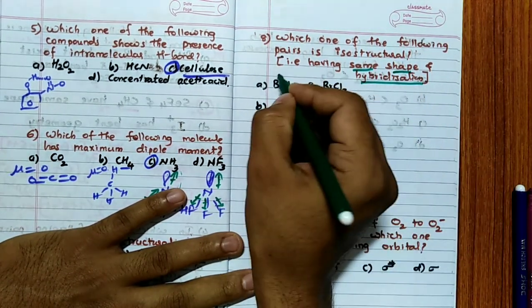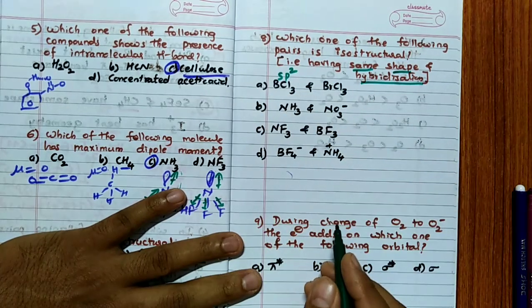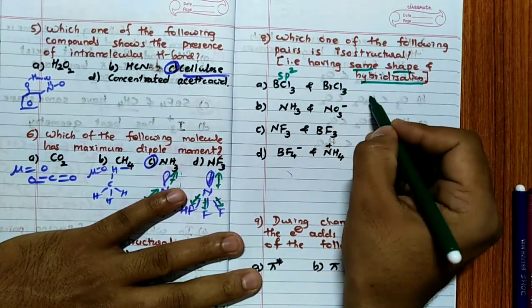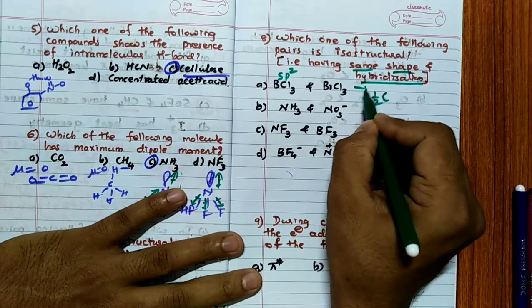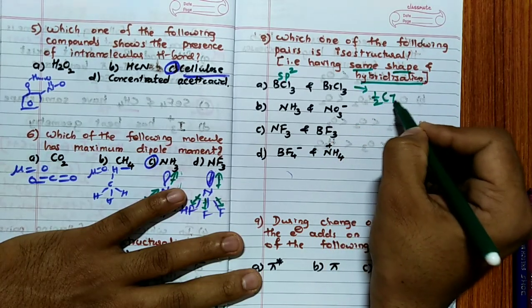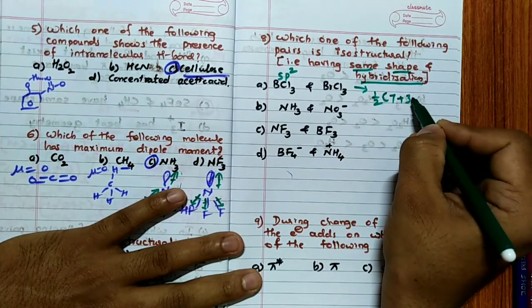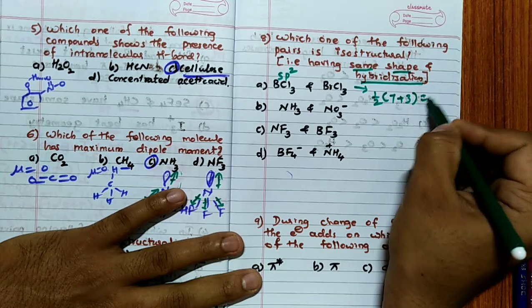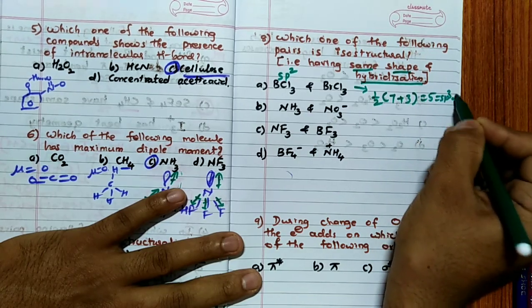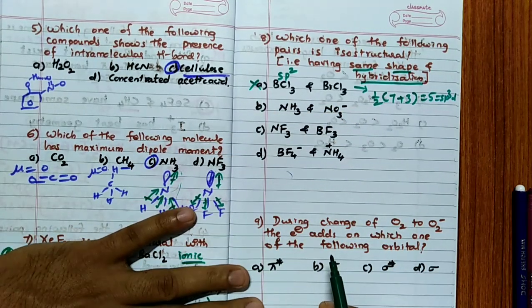BCl3 is the famous one, remember, sp2 hybridization. Correct? So BrCl3 we will calculate: half into (7 for Br plus 3 for Cl3), so 10 by 2 is equal to 5, which is sp3d. Definitely it is not the answer. Now we will see.